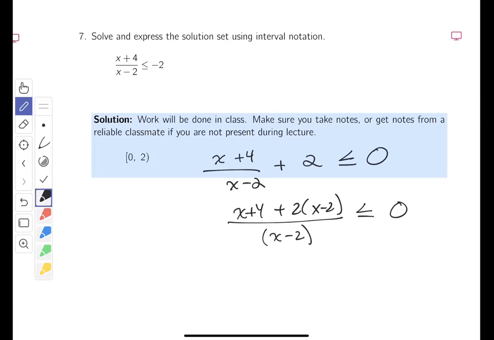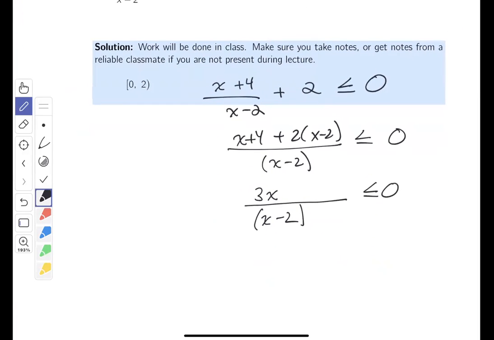What does that give you? 3x, because x plus 2x is 3x. And then 4 minus 4, well, that was easy. That's 0. What do you get on bottom? x minus 2. Let me repeat what we're doing. Compared to 0, one term, completely factored. Well, you know what? I think I'm ready to go. What's ready to go mean? Number line, zeros. The top becomes 0 at 0, and the bottom becomes 0 at 2.